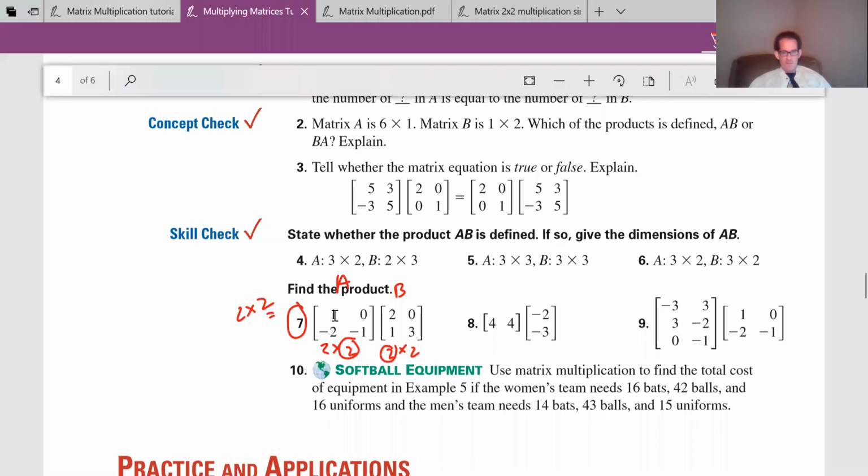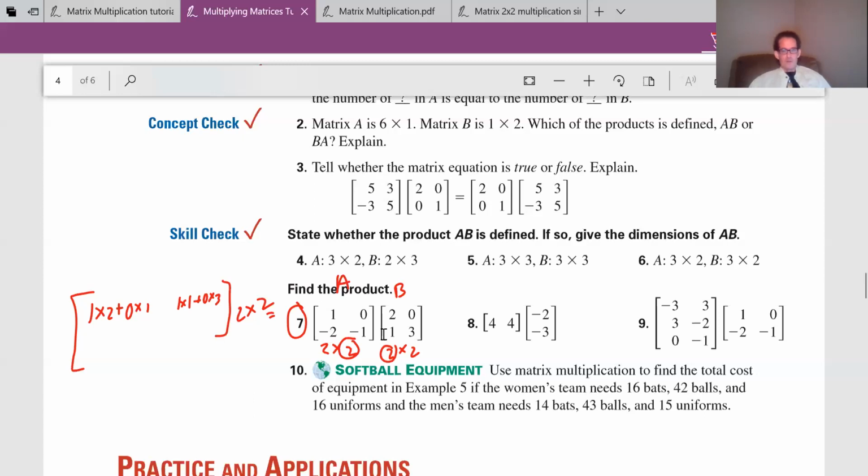So row by column, so I have 1 times 2, and I have 0 times 1. Okay? Then I have to do the same thing for the next column. I have 1 times this 0 over here, and I have 0 times 3. Okay?